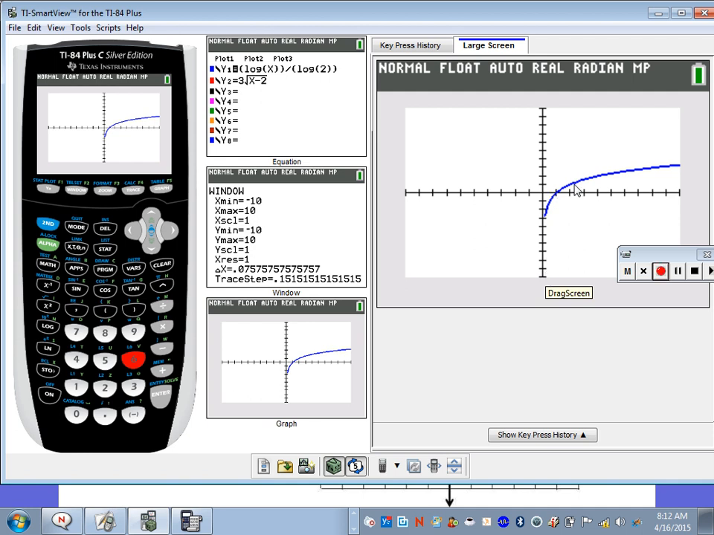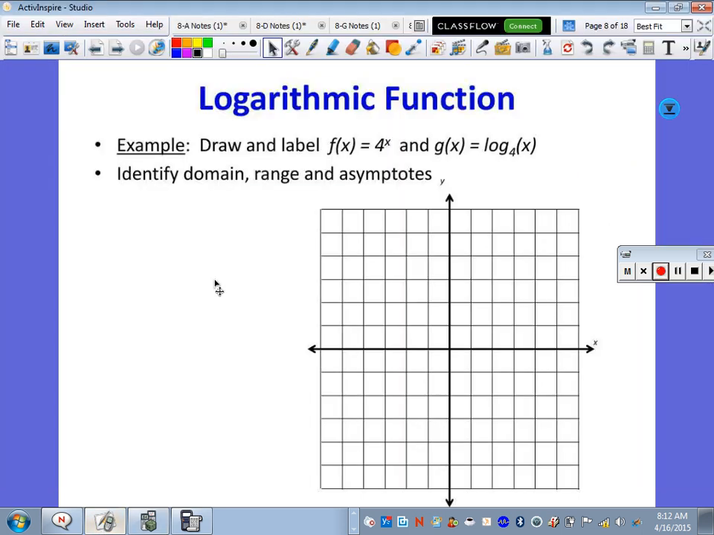And so what is your, you have a vertical asymptote, which is x equals 0, or the y-axis. Your domain is x is greater than or equal to 0. And your range is what? All real numbers. Okay? So that's kind of how that works. So it's very similar to what we've been doing already.